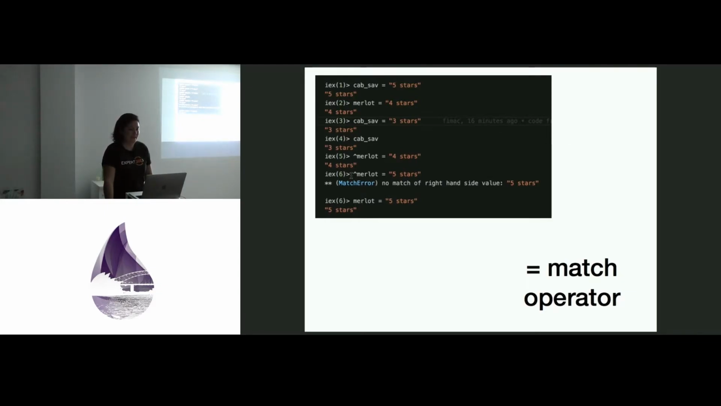And then I learned about the pin operator, and what that does is keep the previous bound value on that variable. So when you're comparing it, Elixir will make sure that it remembers that previous value.